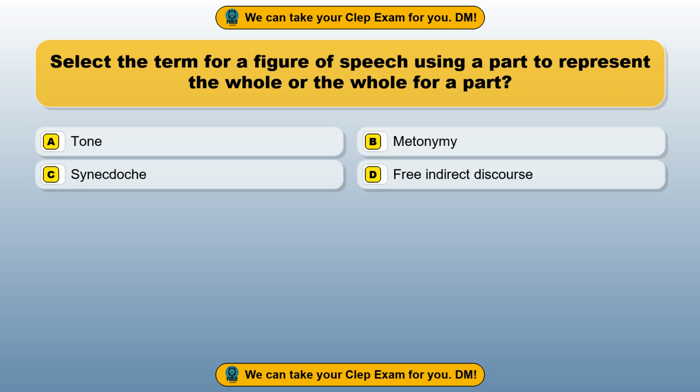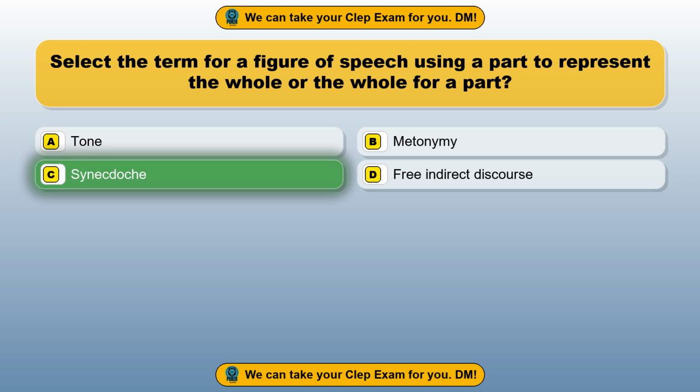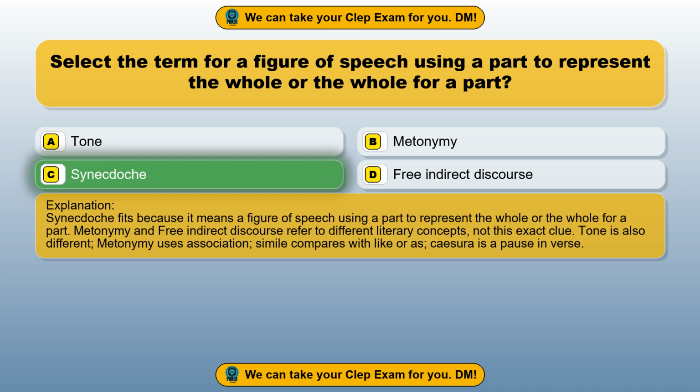Question 18. Select the term for a figure of speech using a part to represent the whole or the whole for a part. Option A, tone. Option B, metonymy. Option C, synecdoche. Option D, free indirect discourse. The correct answer is option C, synecdoche. Synecdoche fits because it means a figure of speech using a part to represent the whole or the whole for a part.